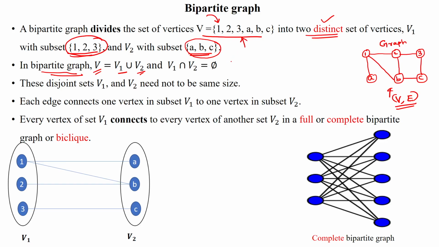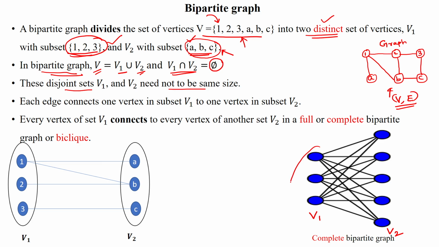set of vertices. Like that, when you apply the intersection operation, V1 and V2 do not share any vertices, so we can say that is the empty set. So here there is no common vertex in both subsets. These disjoint sets V1 and V2 need not be the same size. For example, you see this is V1, this one is V2.